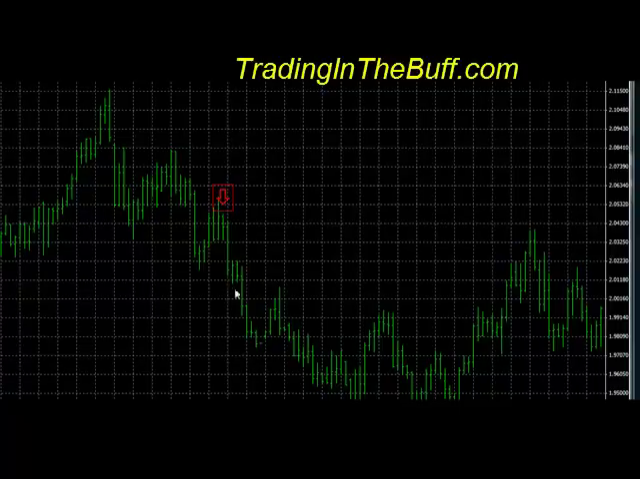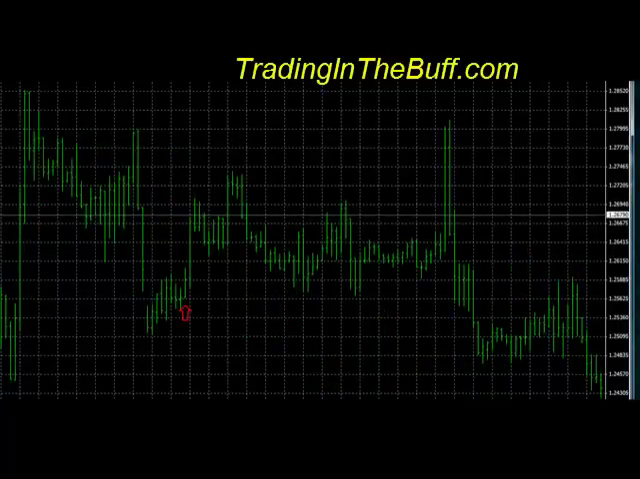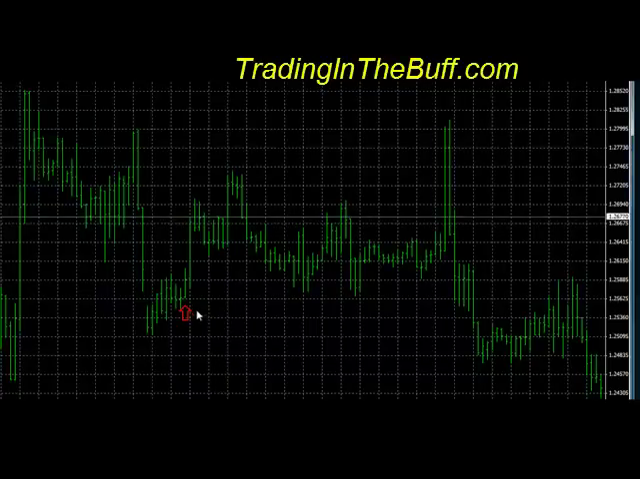Okay, so let's look at some other examples. All right, this is Euro-US on a 1-hour chart. Let's take a look here. We got the 1 bar, the 2 bar, and the 3 bar. Obviously, the 2 bar is by far the biggest. It's not even close, and that's the way it should be.